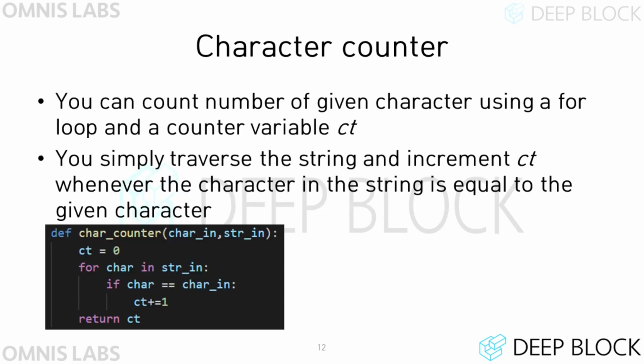For example, we can implement the function using a for loop like this. First, we initialize a variable named ct to 0 and traverse the string string_in using a for loop. Assign each character to a variable called char and add 1 to ct if char is equal to char_in. And when the for loop is finished, just return the variable ct.